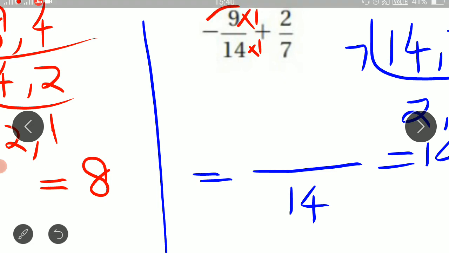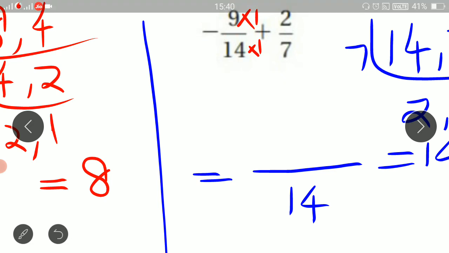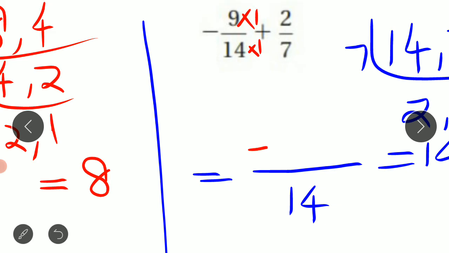So here minus 9, is it? Minus 9 into 1, so we get minus 9. Minus 9 ones are 9. Minus into plus is minus. So minus 9. And here the operation is plus.